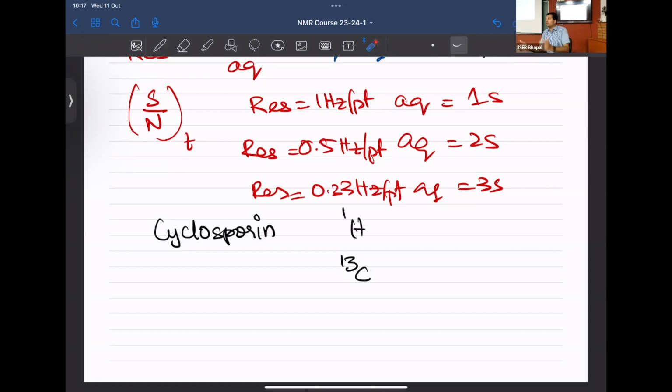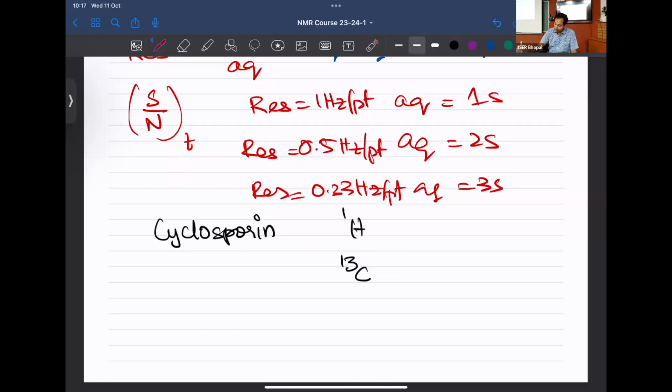Sucrose has 22 protons, but you have only 12 carbon atoms. Glucose has 12 protons, but only 6 carbons. So the number of carbons is still manageable, and remember, the spectral width for carbon will be around 200 ppm. So you have more resolved resonances, and you'll be able to pick more. There are some advantages to doing a heteronuclear one-dimensional NMR experiment. But going from proton to a heteronuclear NMR experiment, from the knowledge you have gained in this class, can anybody tell me what will be the obvious disadvantage of going from proton to carbon?